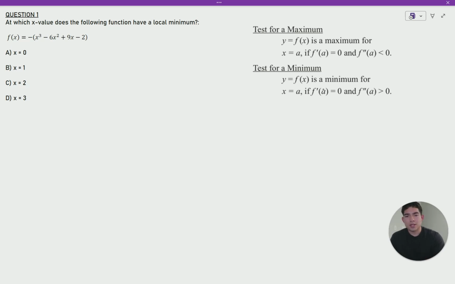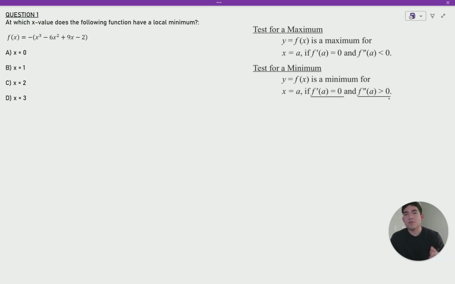So if we take a look at the test itself, we see that it says y equals f of x is a minimum for x equals a if f prime of a equals 0 and f double prime of a is greater than 0. So what this is saying is the minimum for a function occurs at a value x equals a when that value x equals a satisfies these two conditions right here.